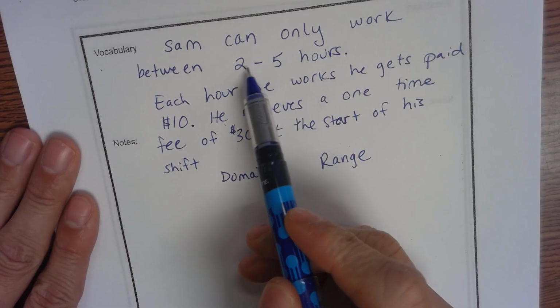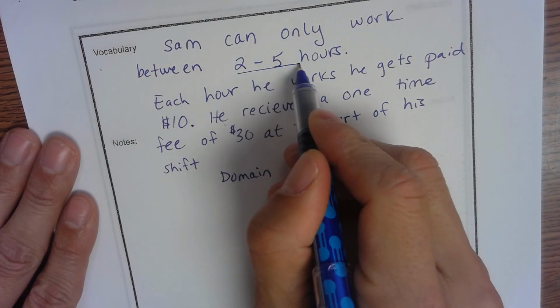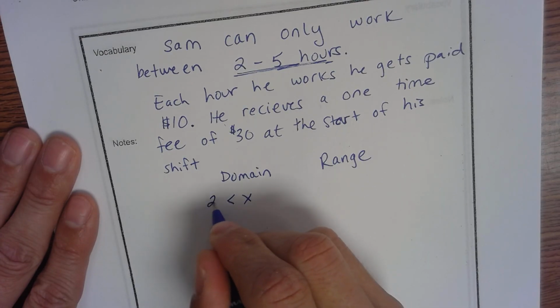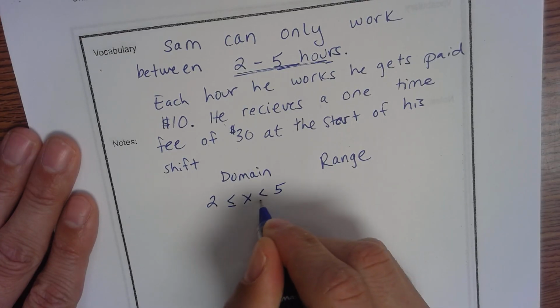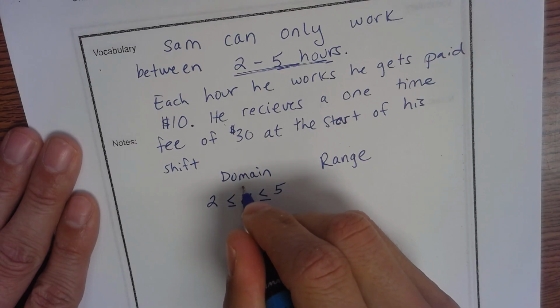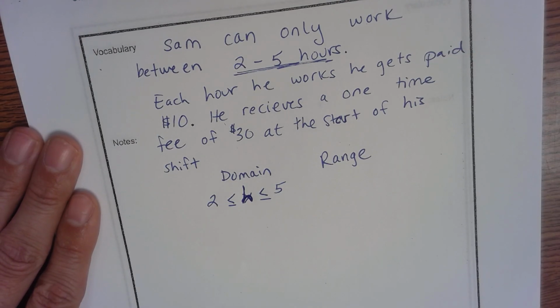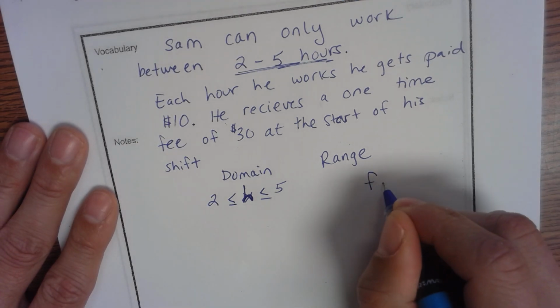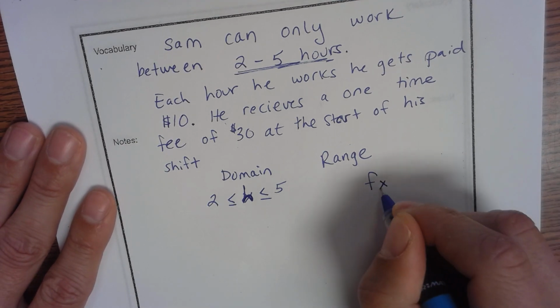So in this problem, it says right here that Sam can only work between 2 and 5 hours. So that means the domain would be between 2, including 2, and 5 hours. That's the x. That's the hours he worked. If you put an h here, totally fine, because you could think of the h as being the x. The range is the money. So I could put f of x, or in this case it would be f of h. Or f of x is fine.